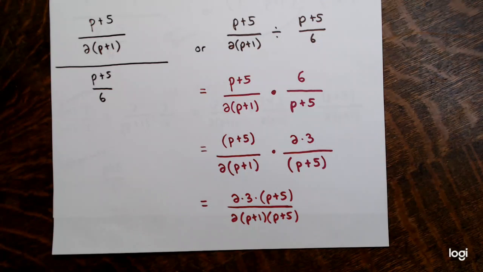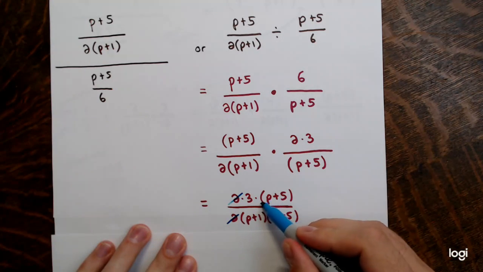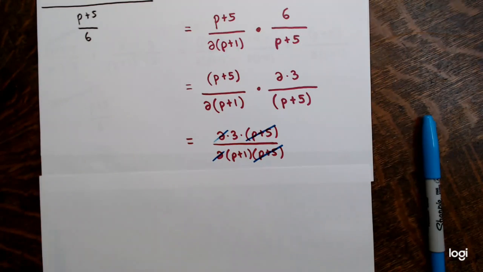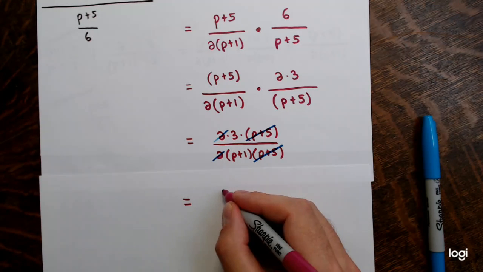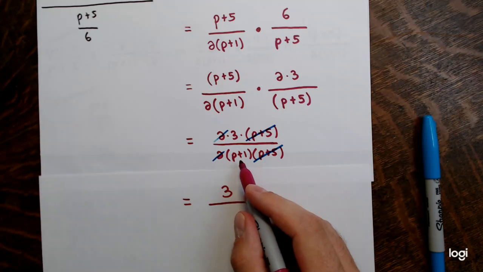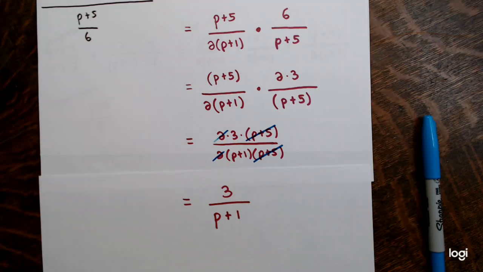Look for common factors in the numerator and denominator. You can see them. There's factors of 2 and this p plus 5 factor. So when I'm all done now, this is equal to 3 divided by, and the only factor left in the denominator is p plus 1. Since it's the only factor, I don't need to put parentheses around it. Again, it doesn't hurt to put parentheses around that, but it's the only factor left, so no need. So great.